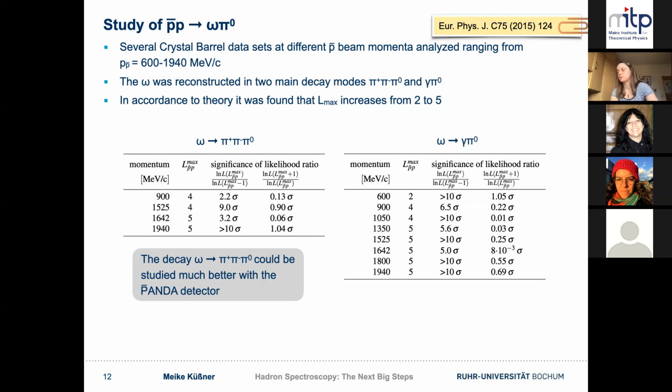And you see also that the data for the 3 pion decay, which is the dominant decay of the omega, is here a bit sparse compared to gamma pi0. And this is because the Crystal Barrel detector did not have a good coverage for charged particles. So therefore, of course, the PANDA detector will be much more performant in this study.